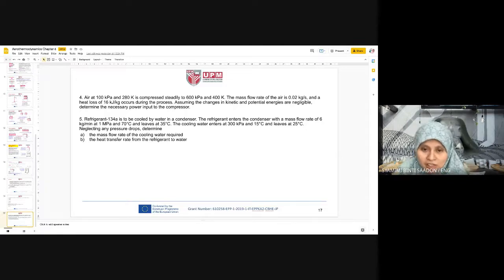Assuming the change in kinetic and potential energy are negligible, so it's easier, we neglect directly KE and PE. Determine the necessary power input to the compressor. So this time we want the power. Just now the power is given. Here we want to calculate the power input.